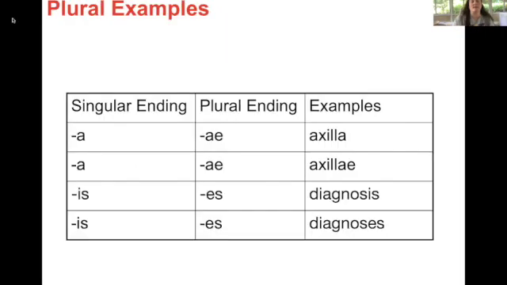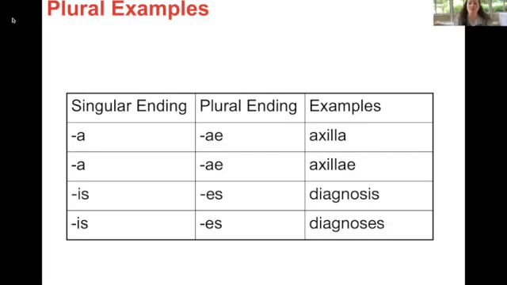Now here's the big thing, plural. You just have to memorize these, like straight up memorize. I love to give examples and tricks on how to learn stuff, but for the plural, you do not just simply add an S, not in this kind of terminology. So you have to straight up memorize it. So we have our singular ending ends in A or ends in IS. The plural ending can be AE or ES. So if it ends in A, you tack on an E. If it ends in IS, you just change the I to an E.